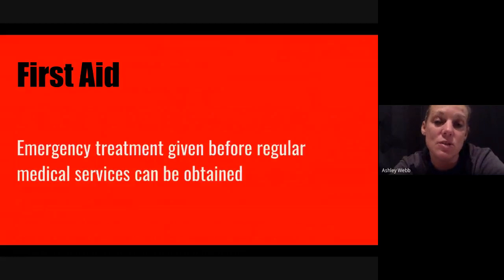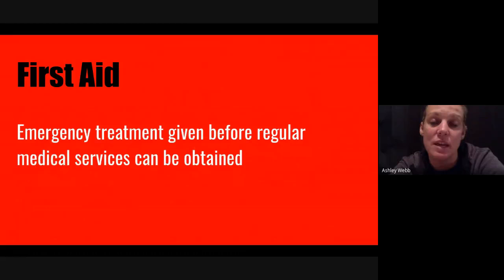So it's emergency treatment given before regular medical services can be obtained. So sometimes it's CPR, sometimes it's stopping the bleeding, sometimes it's calming a patient down and just getting them to slowly breathe through and regain control of their breathing. Okay.